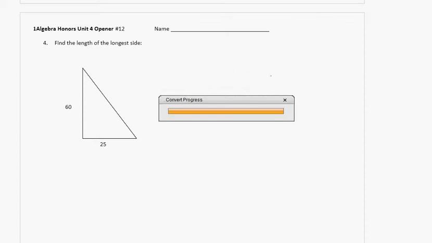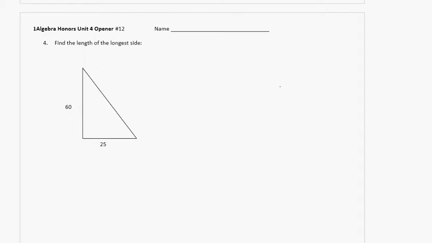Welcome to Unit 4 Opener number 12. What we have here is a right triangle, I presume. I'm going to go ahead and just draw in a little right angle there because I think that's required in order to do the problem. And we're supposed to find the length of the longest side.